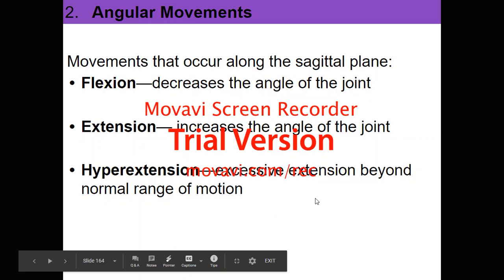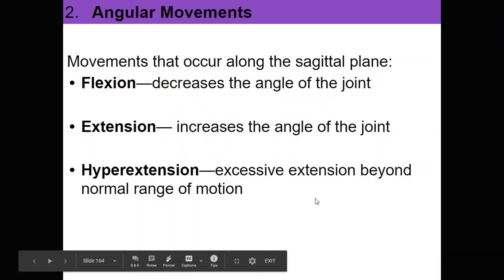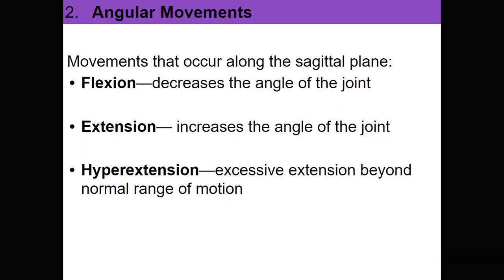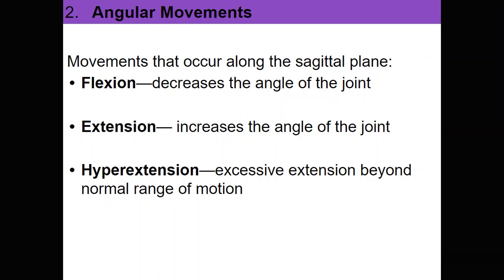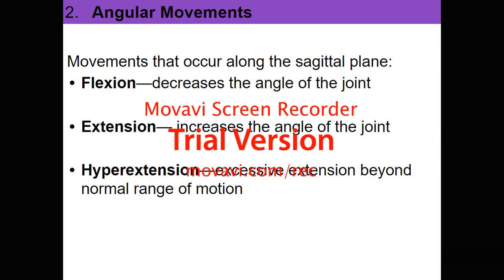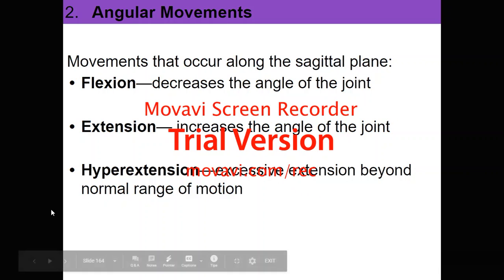With your angular movements, when you flex, you decrease the angle of the joint. When you make a muscle, you're flexing your arm. Extension increases the angle of the joint. Most joints don't like to hyperextend, which is excessive extension beyond the normal range of motion. When you hyperextend, a lot of times you can end up with some kind of sport injury. The next slides have picture examples of each.